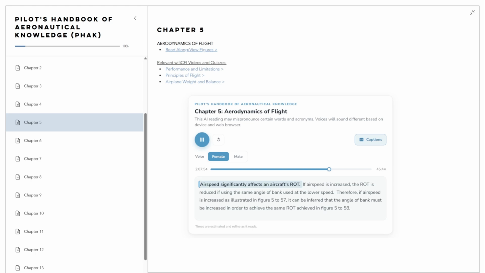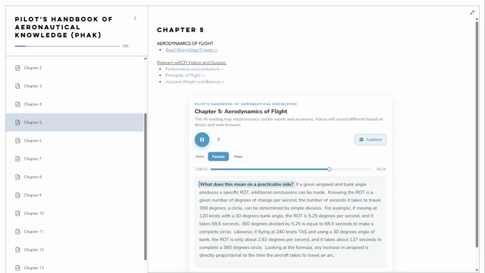Airspeed significantly affects an aircraft's ROT. If airspeed is increased, the ROT is reduced if using the same angle of bank used at the lower speed. Therefore, if airspeed is increased as illustrated in figure 5-57, it can be inferred that the angle of bank must be increased in order to achieve the same ROT achieved in figure 5-58. What does this mean on a practical side? If a given airspeed and bank angle produces a specific ROT, additional conclusions can be made.